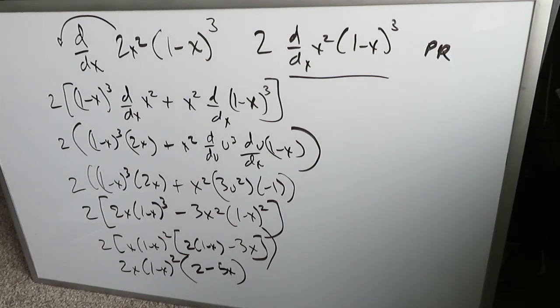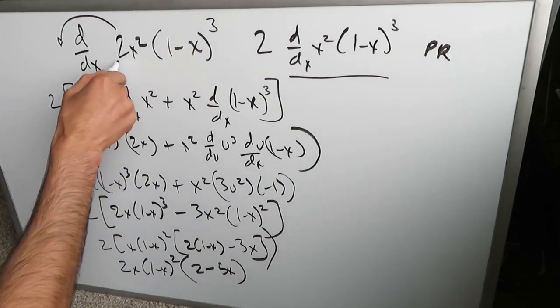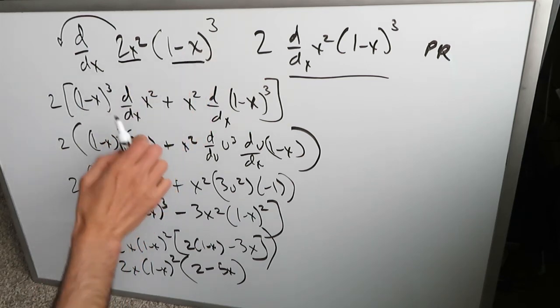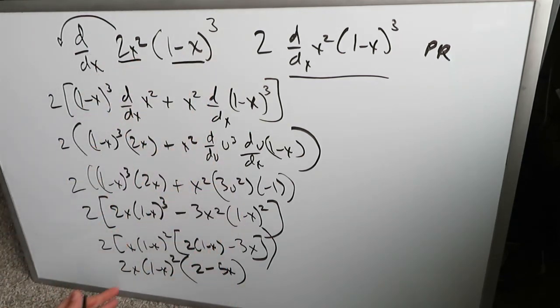Our question is done. Not too hard, but I pushed the 2 aside. You didn't have to. You could have treated this all as your f function, and then the 2 would just play along in here, and you'd still get the same result. So this is this one question completed.